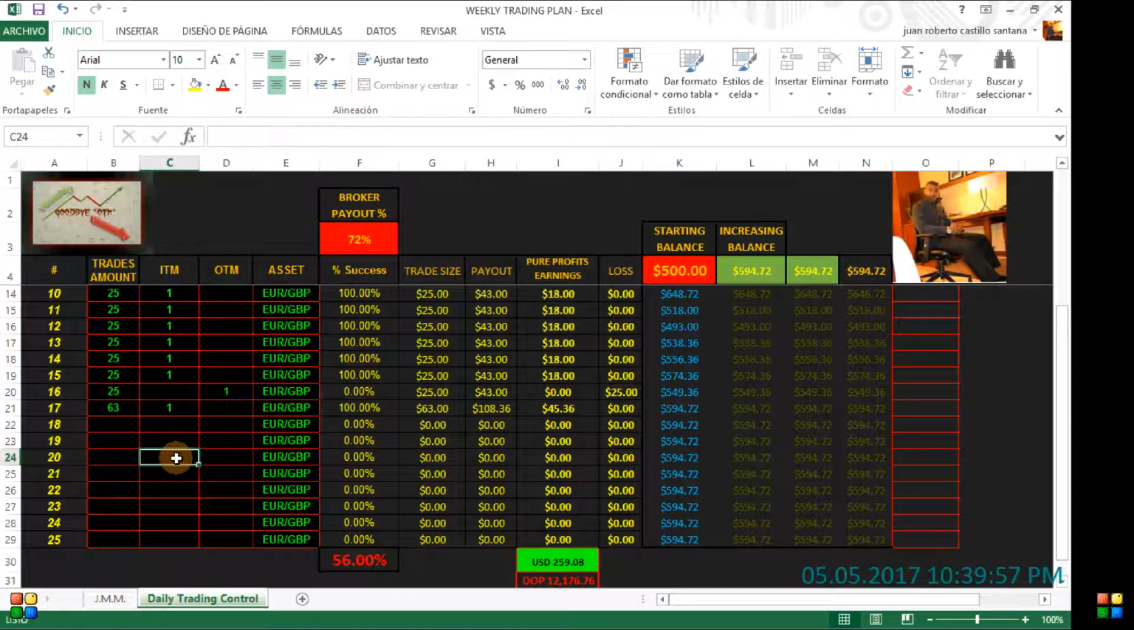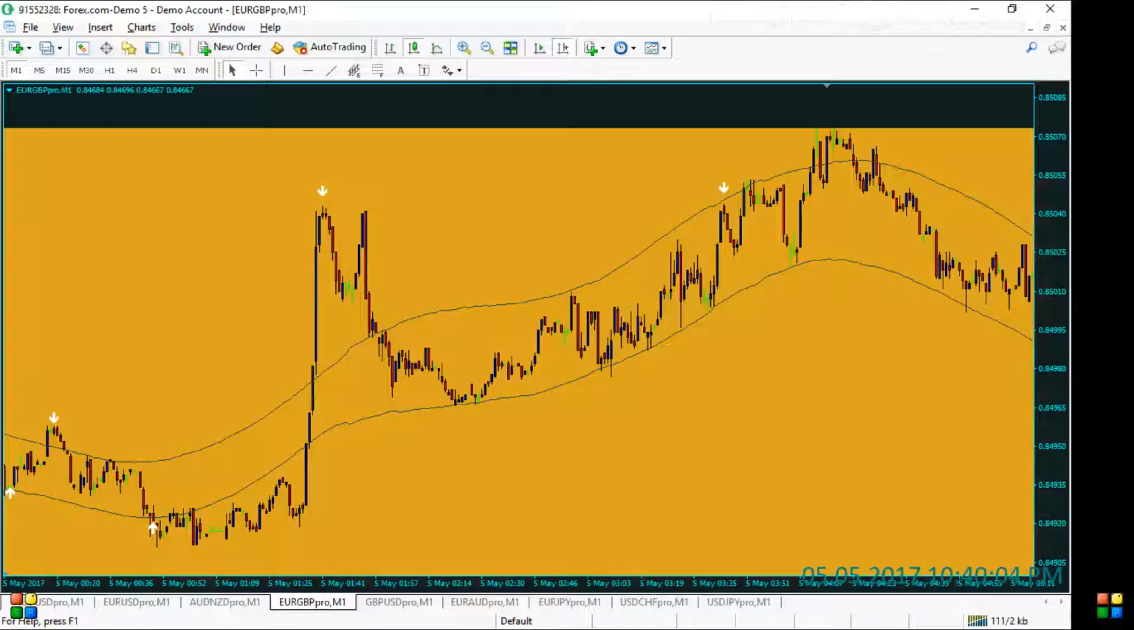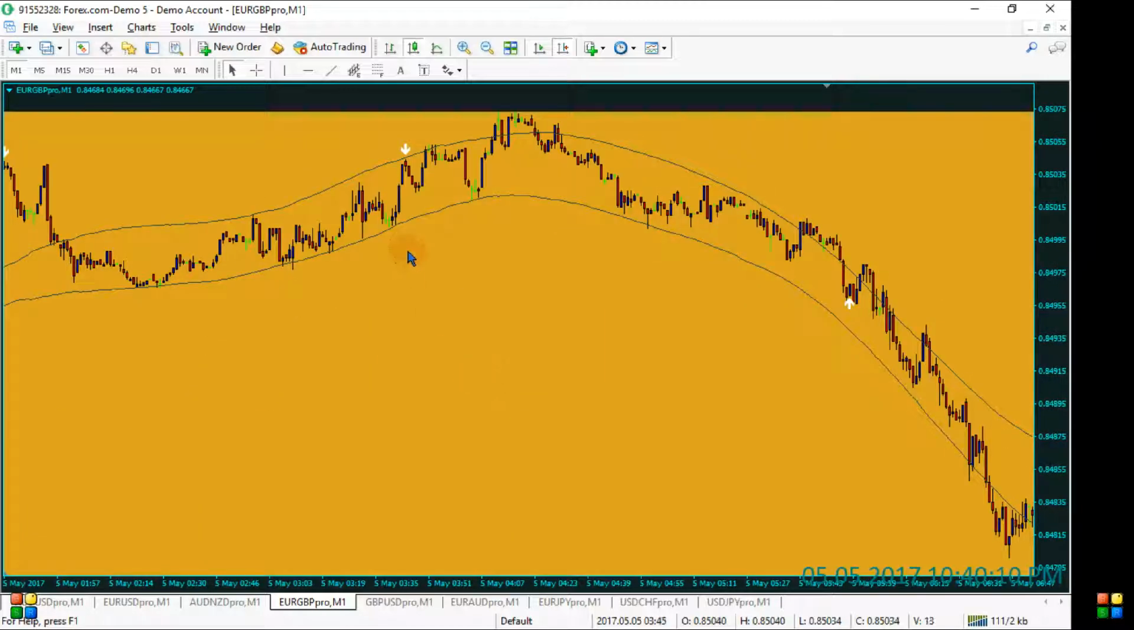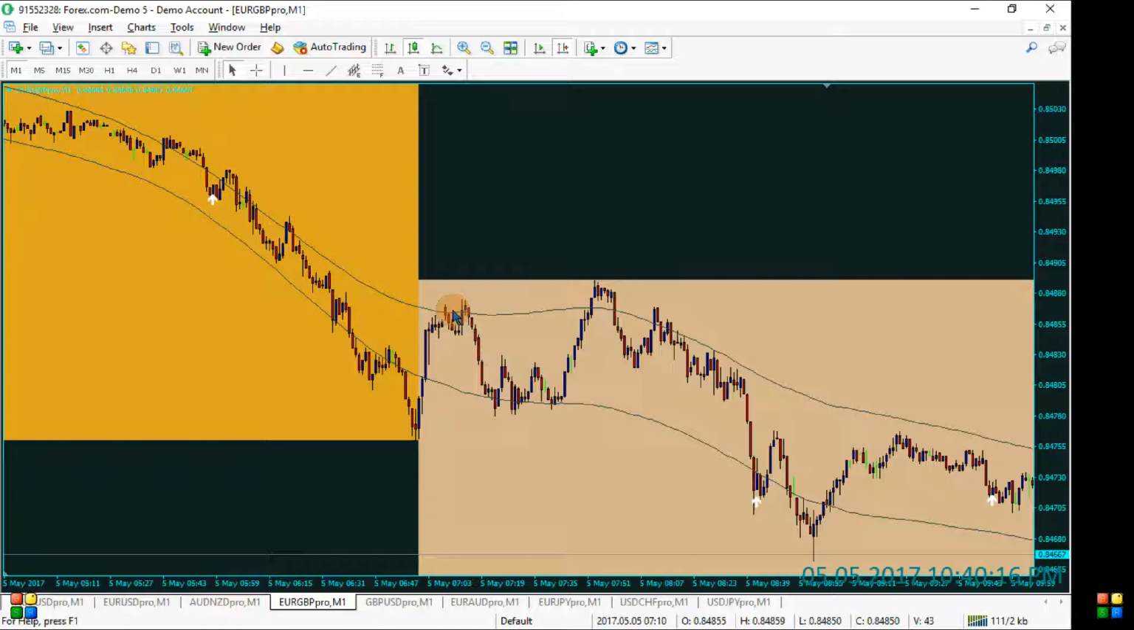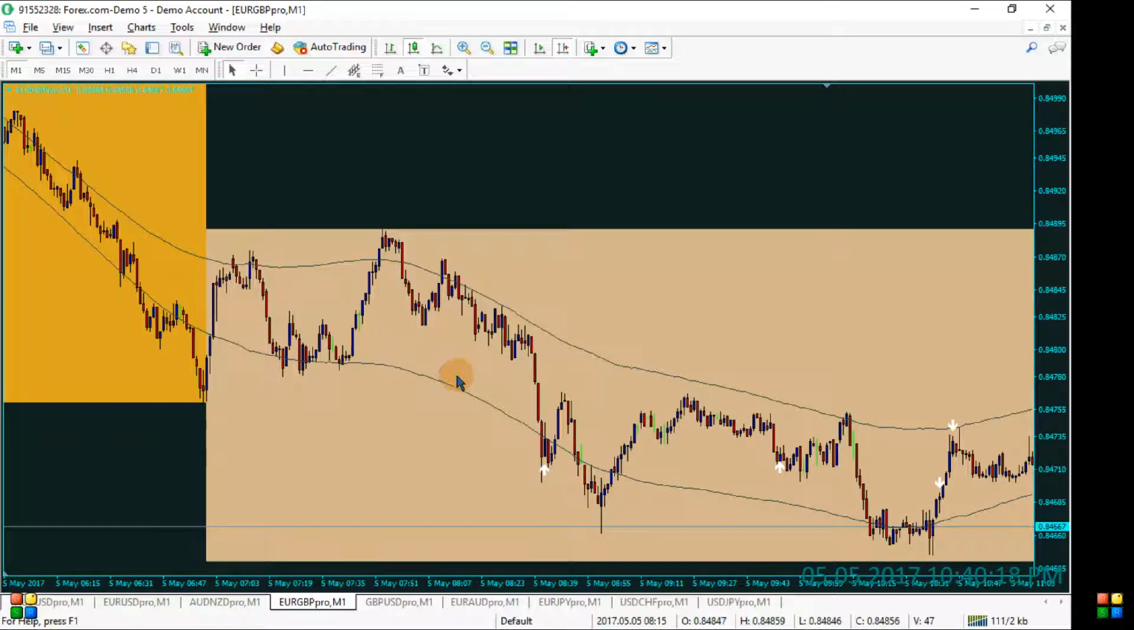non-repaint, no lagging, and is extremely strong at the time that it announced a signal. All you have to do is just take the valid and reliable signals. Is it too hard? No, right?